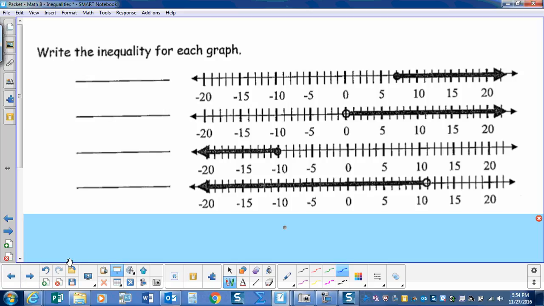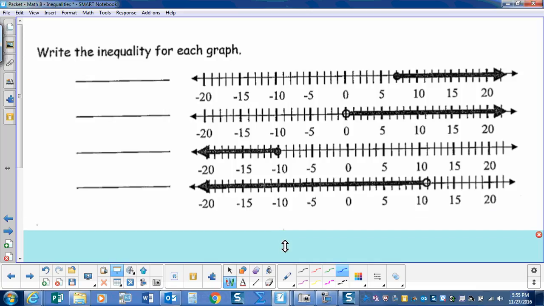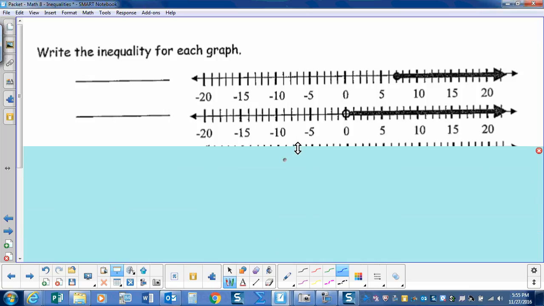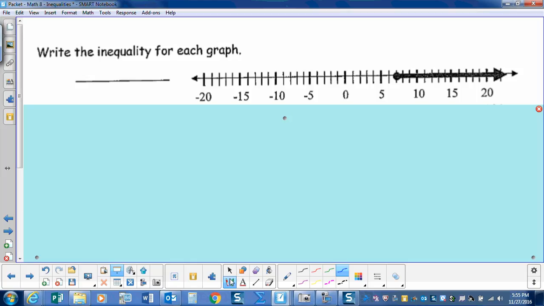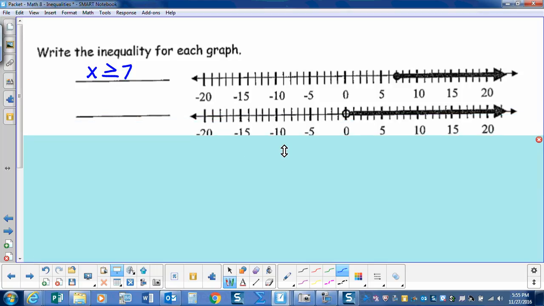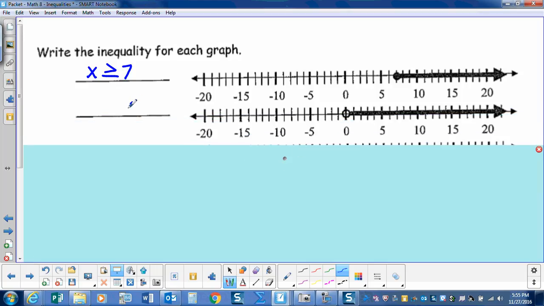All right, write the inequality for each graph. Go ahead and do those 4. So we're starting on 7 here. It has a closed dot and all the numbers are greater than. So x is greater than or equal to 7. Here we're starting at 0. All the numbers are greater than, and we don't include 0, so x is greater than 0.